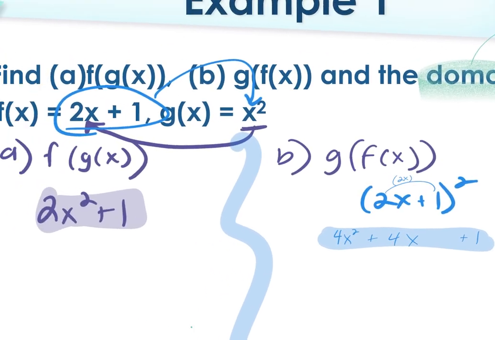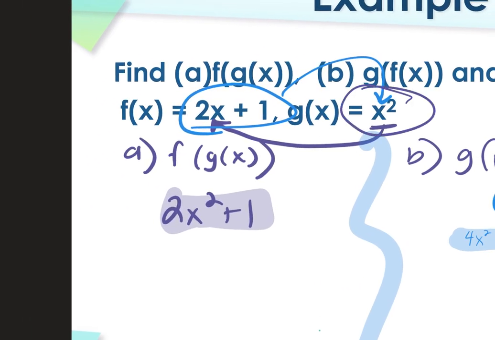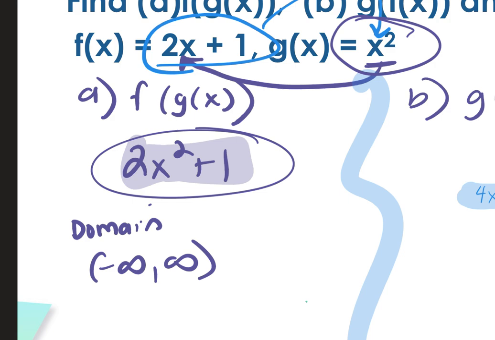So in the case of these, for A, it's f of g. I would go back to the g of x and I would check to see if there's a domain restriction. Is there a domain restriction on x squared? No. Then I would check my updated function, which is 2x squared plus 1, and see, is there a domain restriction there? No. So the domain on this composite function is all real numbers. Negative infinity to positive infinity, or all real numbers.